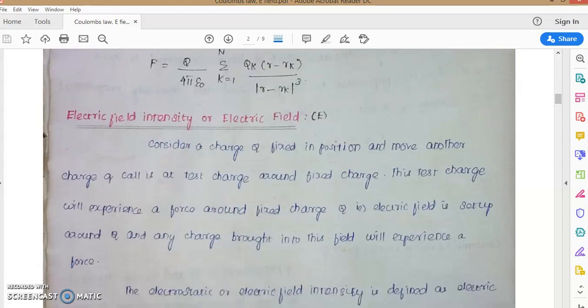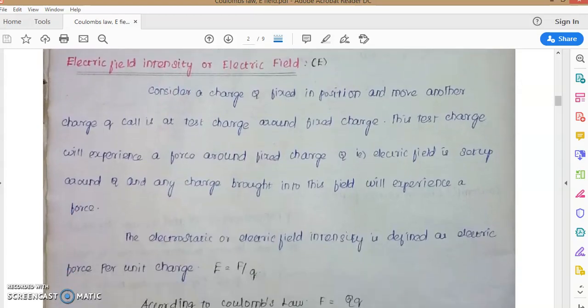Next we are going to see electric field intensity. Let us take a fixed charge q, which is always fixed in one particular position, and now we are going to move another charge, which is nothing but a test charge, towards the fixed charge. As a result, some force will be experienced around the fixed charge q. This force is nothing but flux lines. The electric field will be penetrating in and around the fixed charge. This is nothing but the electric field intensity.